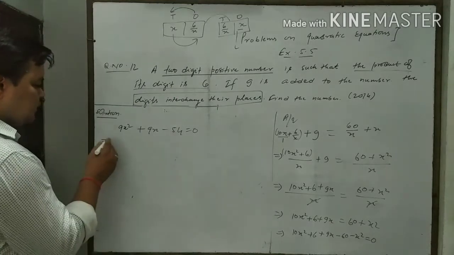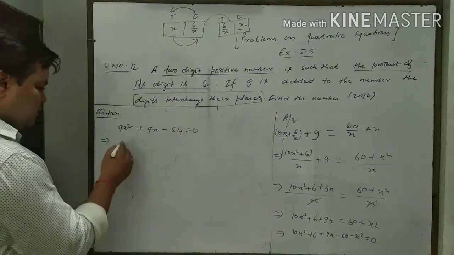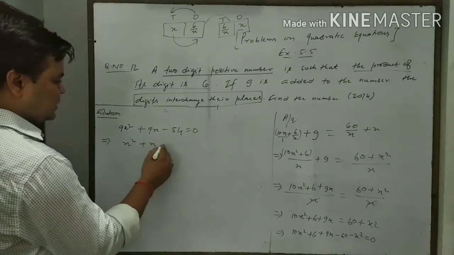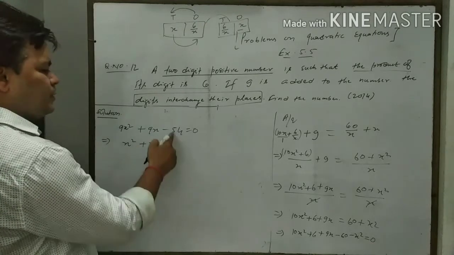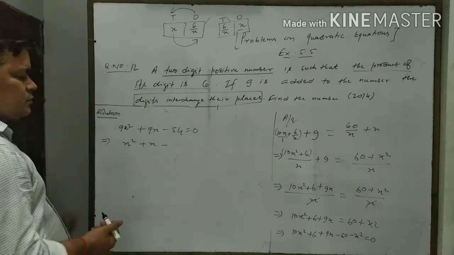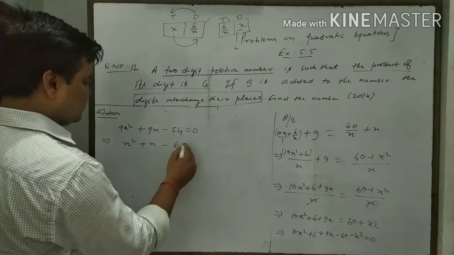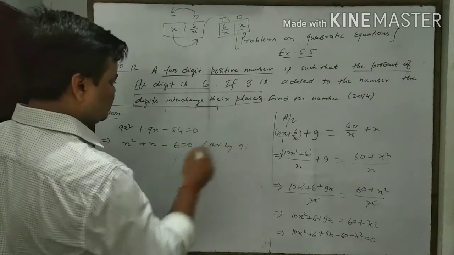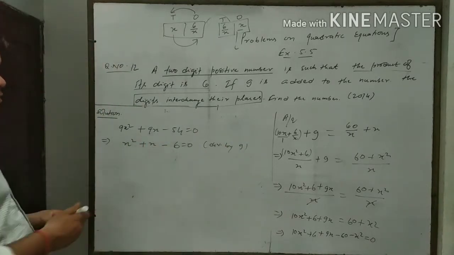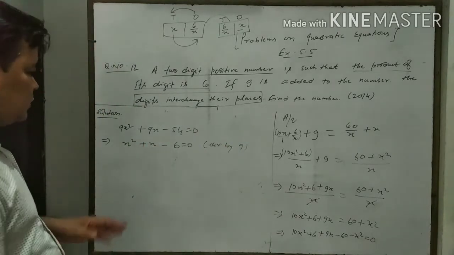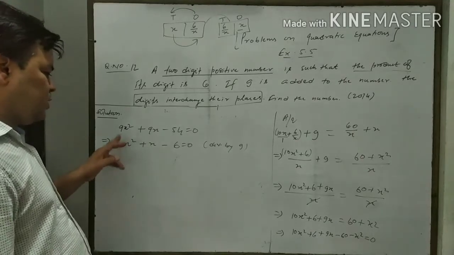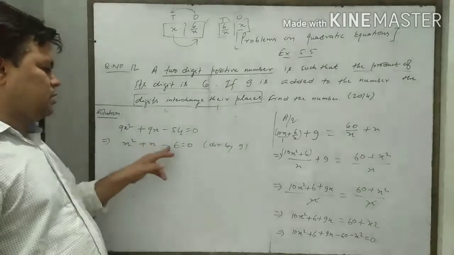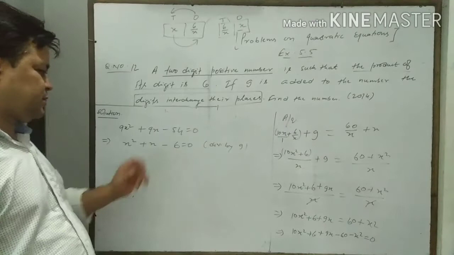Now divide this by 9. It will be x square plus x minus, when 54 is divided by 9, 9 sixes are 54, it will be 6, which is equal to 0. Here I am dividing by 9. Now this is the standard form of the quadratic equation, where a is equal to 1, b is equal to 1 and c is equal to minus 6.